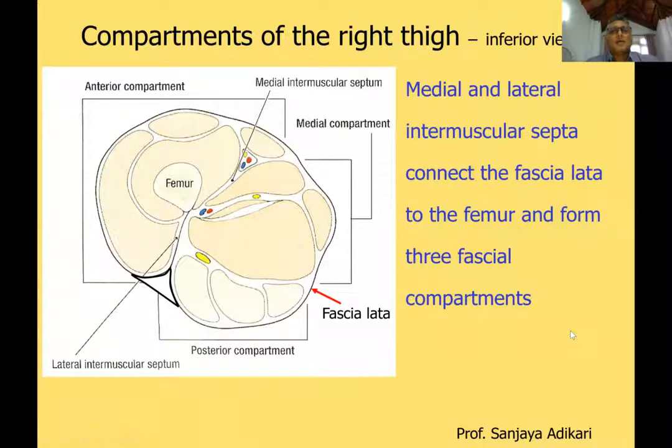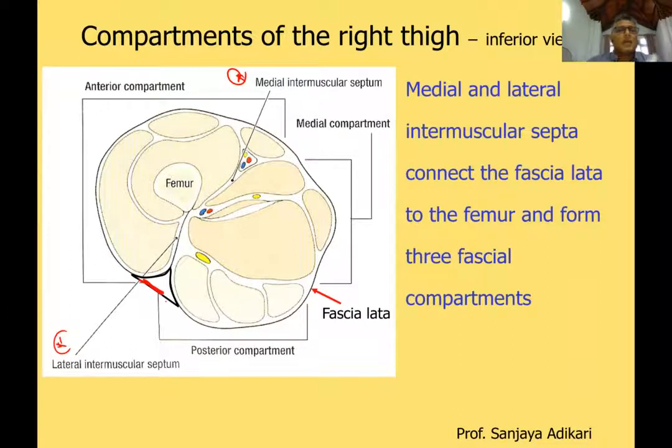Compartments of the thigh. If you take the right thigh here, as I said before, you can see the lateral intermuscular septum and the medial intermuscular septum. Only two defined intermuscular septa in the thigh, even though there are three compartments. There is no defined intermuscular septum between the adductor compartment, or the medial compartment, and the posterior compartment. Now the lateral intermuscular septum is attached to the iliotibial tract here, as I said before.